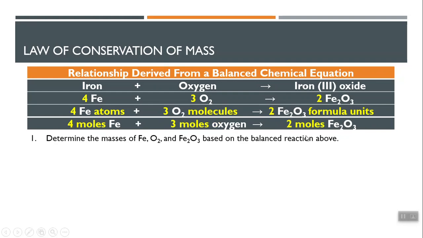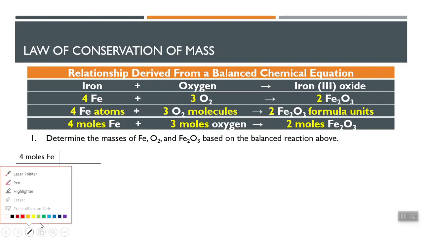So the first problem on your worksheet says, determine the masses of iron, oxygen, and iron 3 oxide based on the balanced reaction above. So what we're going to do is start with the number of moles of each substance. So for example, starting with iron, we are beginning with 4 moles of iron, and we're going to set it up like a fence. And remember what we do with the fence, right? First you want to copy down the like unit.